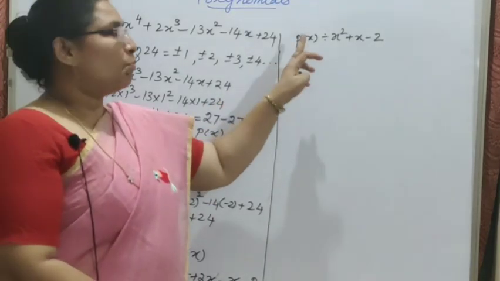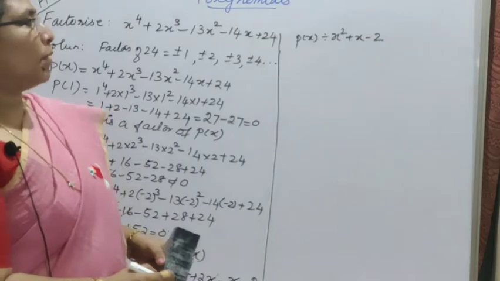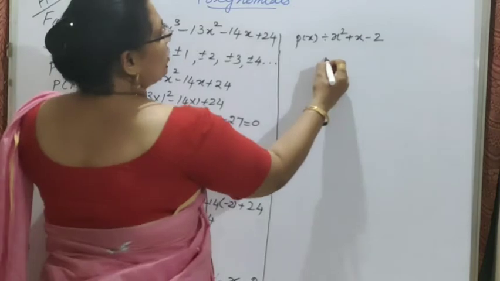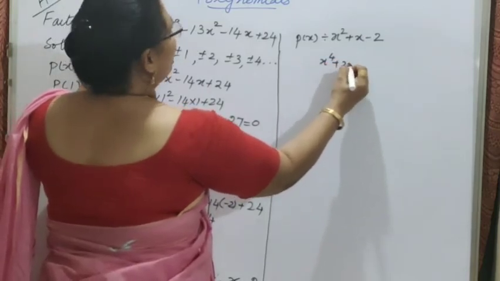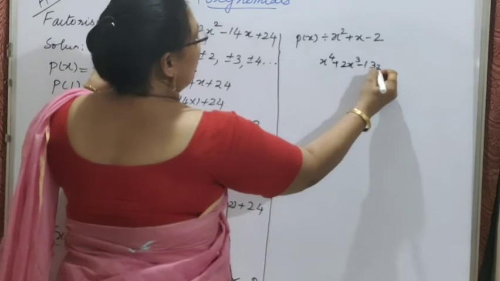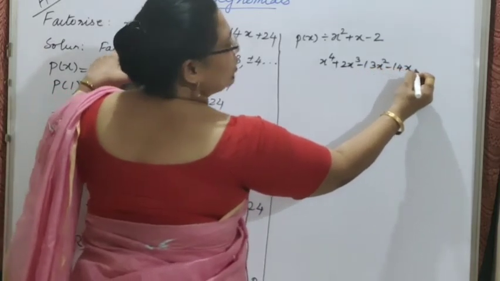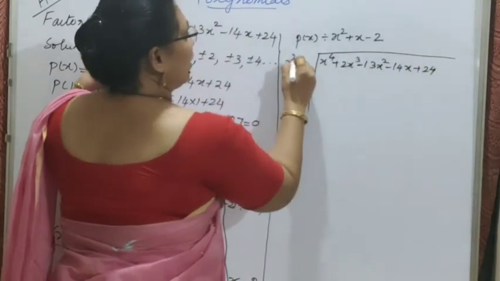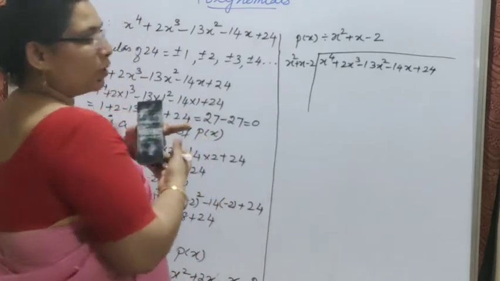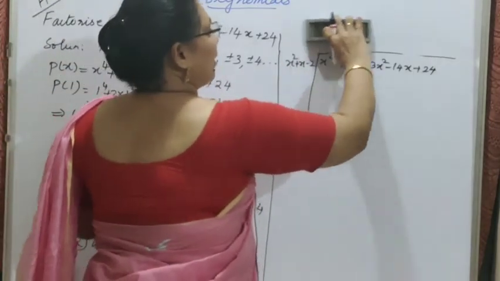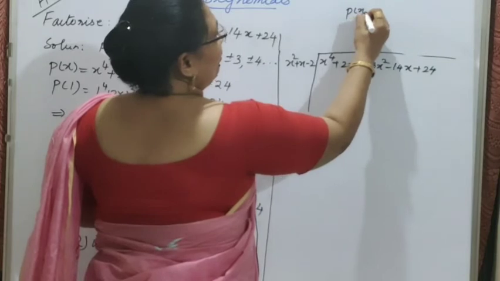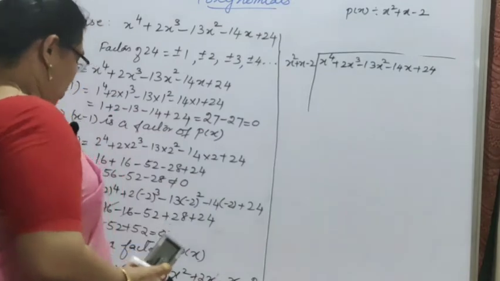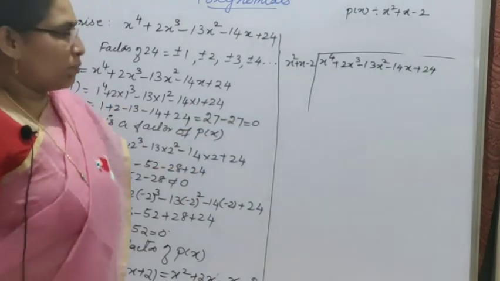What is the next step? P of x to be divided by x square plus x minus 2 only. So once again we have to take down the P of x here. So that is x raised to 4 plus 2x cube minus 13x square minus 14x plus 24 to be divided by x square plus x minus 2. You should not get any confusion. I'll write here again P of x to be divided by x square plus x minus 2. Right? So this is the divisor, x square plus x minus 2 only.